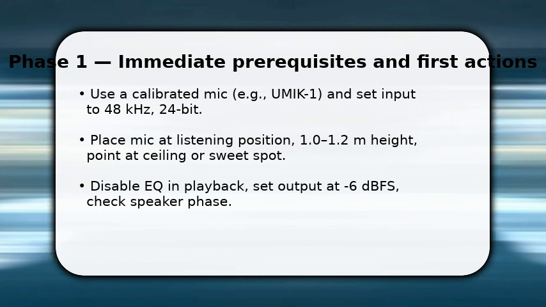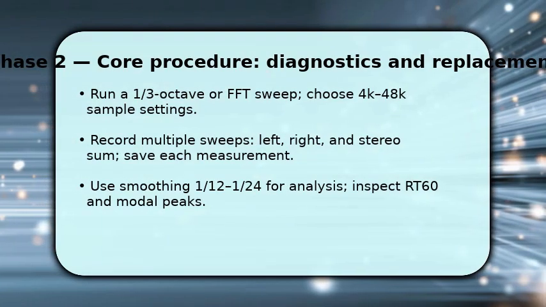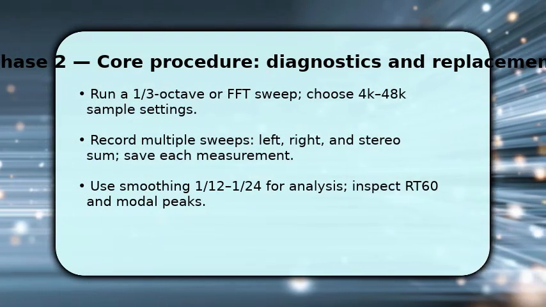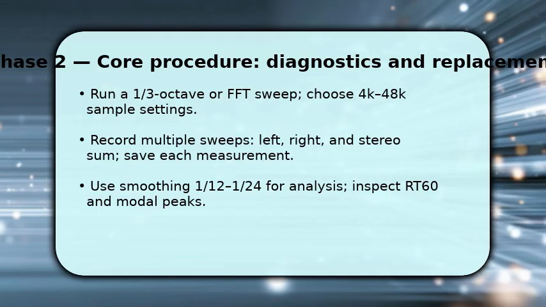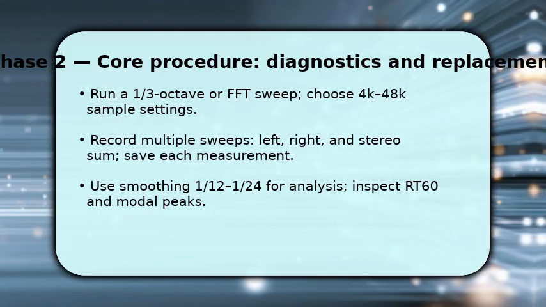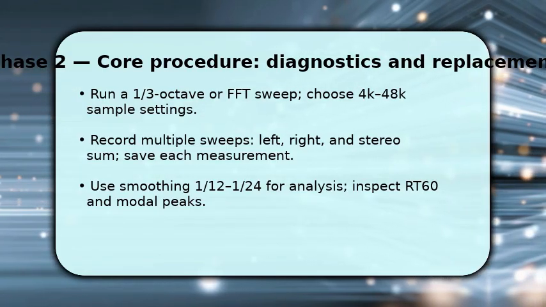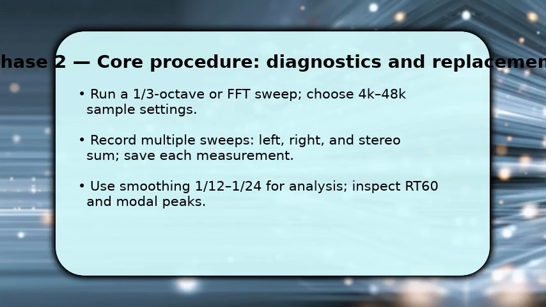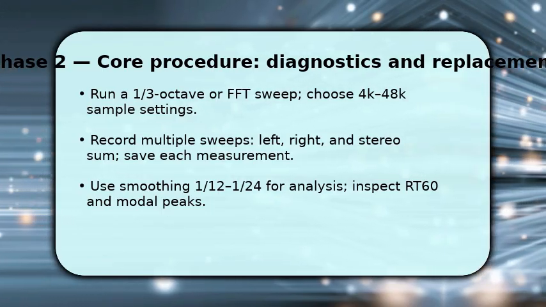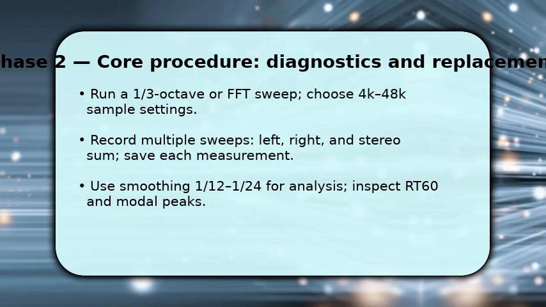Now you generate and record sweeps. Choose either 1/3 octave or FFT analysis based on your goal. Start with a left speaker sweep, then right, and finish with a stereo sum. Record each separately so you can compare. Use smoothing in the 1/12 to 1/24 range to reveal room modes while preserving detail.